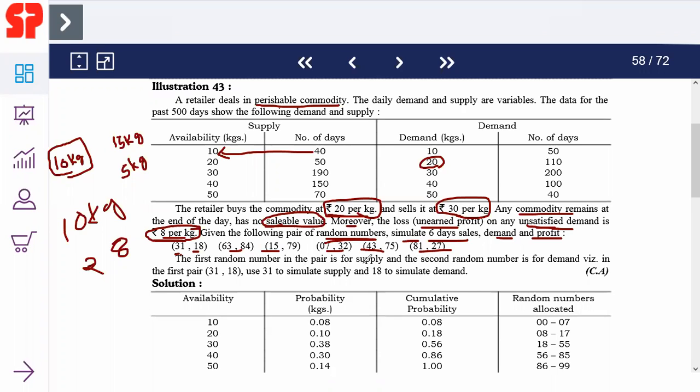See, the first random number is for supply and the second is for the demand. So they have told that 31 is for the supply and 18 is for the demand. Similarly, you should assume for the others also. For example, 81 will be for the supply and 27 will be for the demand. So using this data, we have to simulate the 6 days of sales. In the coming 6 days, how will my supply and demand pattern be? Using the past 500 days of data and random numbers, we will predict the coming 6 days' demand, supply, and profit.